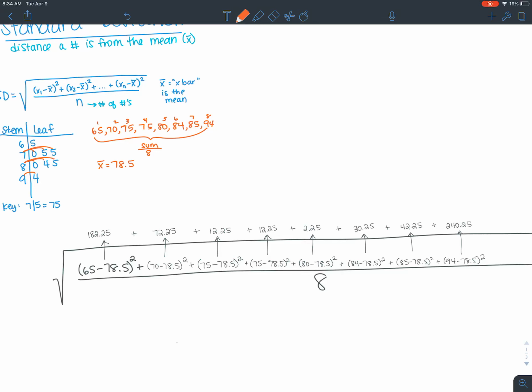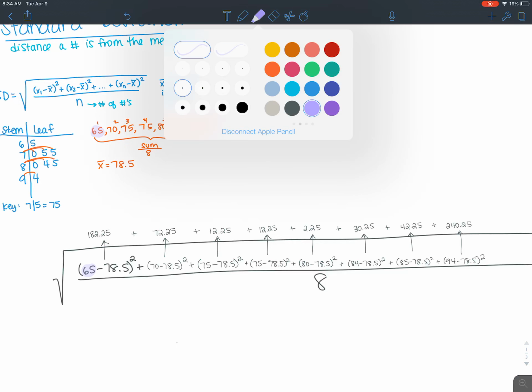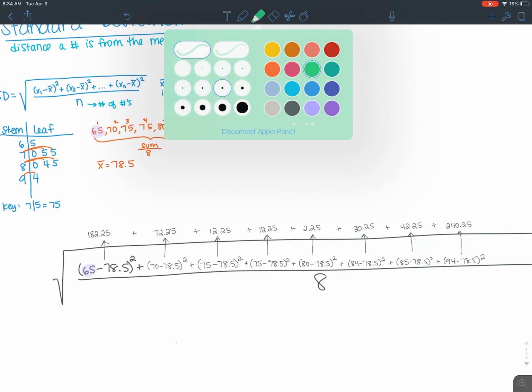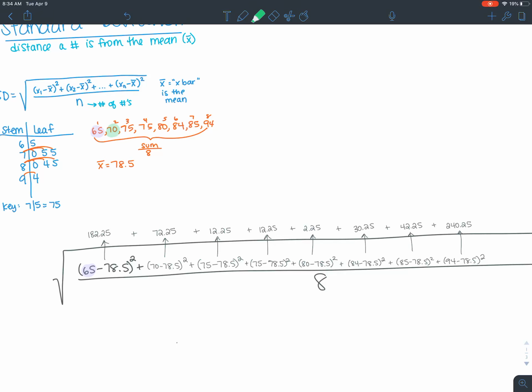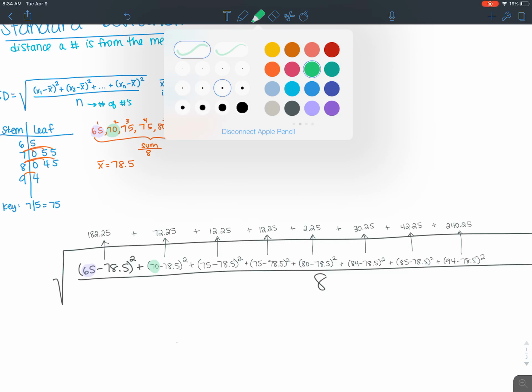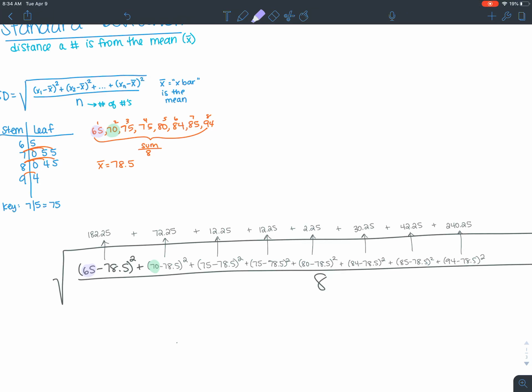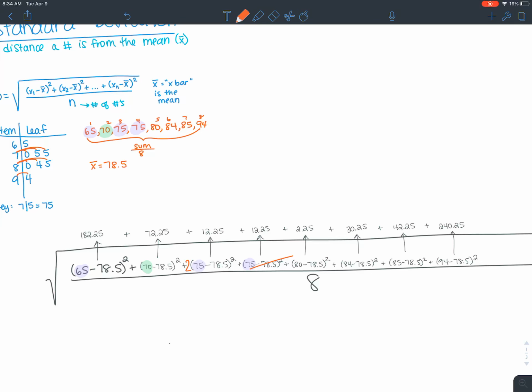And so we started with 65, so that's where the 65 here comes from. And then we continue up until we get all the way to our last number. So we have 70, 75. Now, I have two 75s, so I didn't necessarily need to do that twice. I could have just put a 2 in front and then not done that second one, but it's fine.